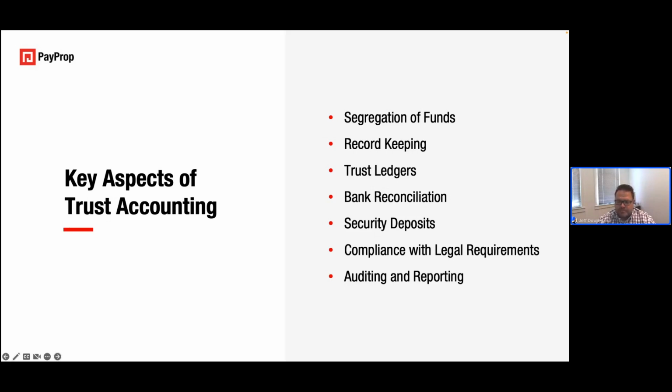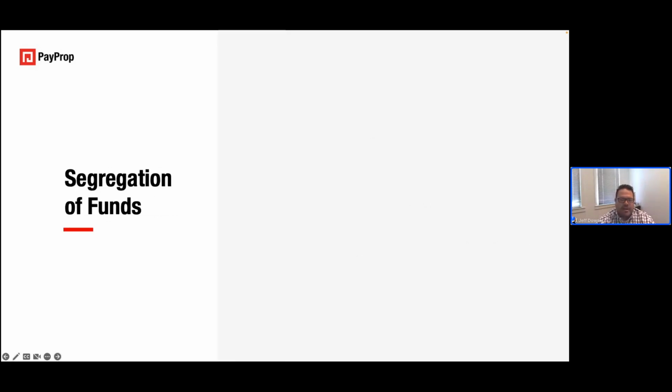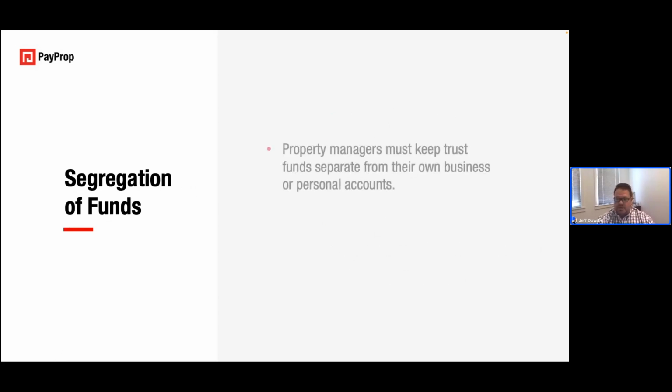All right, so the first one we're going to talk about is the segregation of funds. So in most states, you're required to keep client money and funds separate from your own business accounts. This separation allows for the business to avoid the commingling of those funds and provide accurate client accounting to both your tenants and your property owners.